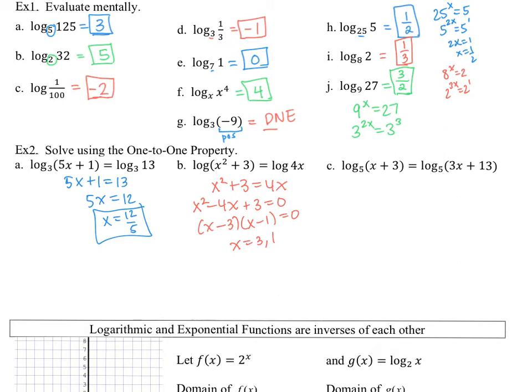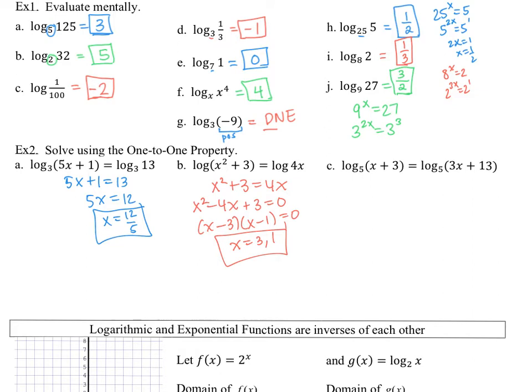Again, you don't have to really check it, but you should just look back up and make sure that the arguments are positive. If I plug a 3 in here, 3 squared plus 3, that's positive. If I plug 1 in, 1 squared plus 3 is positive. If I plug in 3 here, I get a positive. If I plug in a 1 here, I also get a positive. So all of the answers should work.